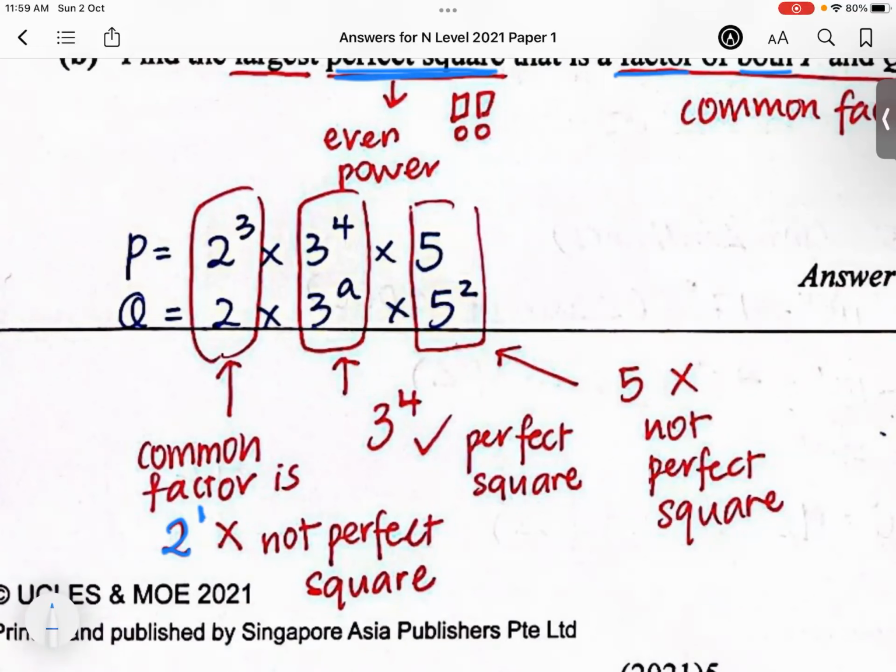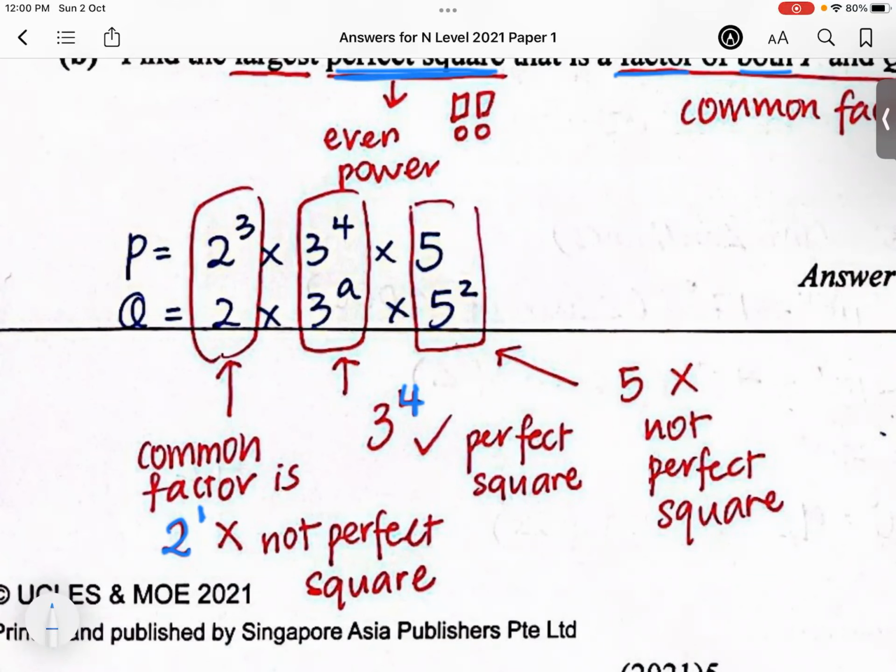Next one, let us look at 3 to the power 4 and 3 to the power of A. A is larger. A is an integer larger than 4. So for my highest common factor, I take the one that is the smaller power, which is 3 to the power of 4. Power 4 is an even power, a multiple of 2. Therefore this number is a perfect square, and it's also a common factor. So in this case, we'll choose 3 to the power of 4 as one of the answers.